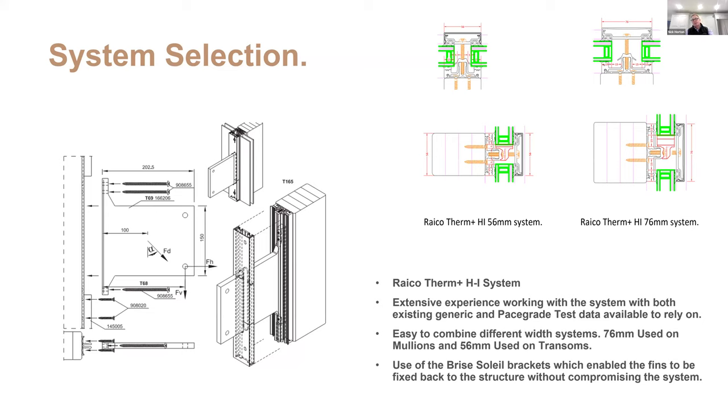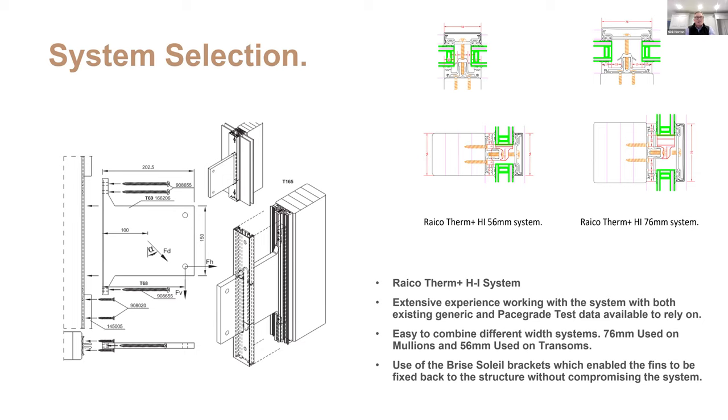Interestingly, one of the benefits of the Ryko system is that it's available in 50, 56, 76, and 96, but they all interlock together. So I believe it was to maximize the height of the glass. We've used a 56 millimeter transom, so the horizontal beams are 56 millimeters, and the verticals are all 80 millimeters, and those sections all slotted together seamlessly. The other thing that I've put on that slide there is the brief slay bracket that Ryko offer and we used on the project.